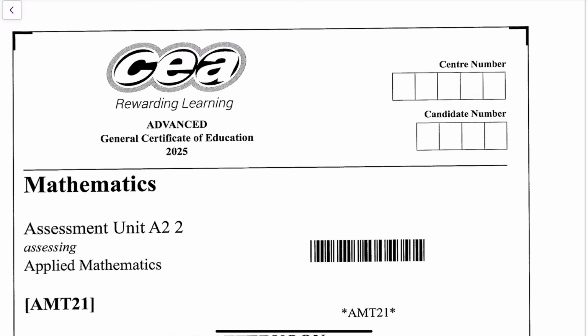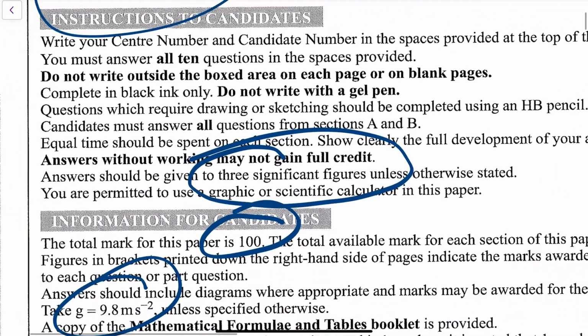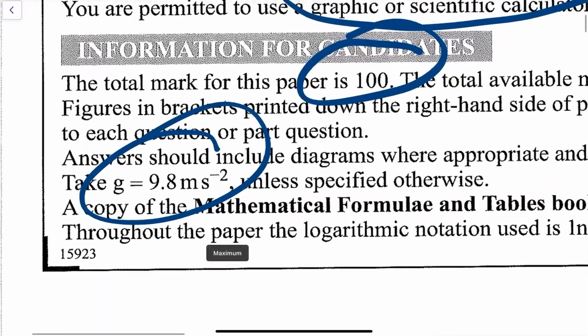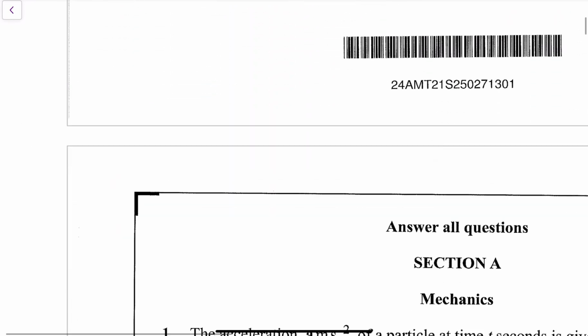Okay, in this video we're going to look at solutions to 2025's A-Level Mathematics A22 module, and this is the applied module. It has a mechanics part and then a statistics part too. On the first page, read the instructions. You have 1.5 hours. Answers are given to 3 significant figures unless told otherwise. Total for the paper is 100 and g is 9.8 unless they tell you otherwise.